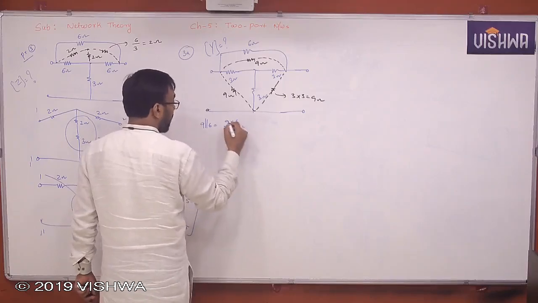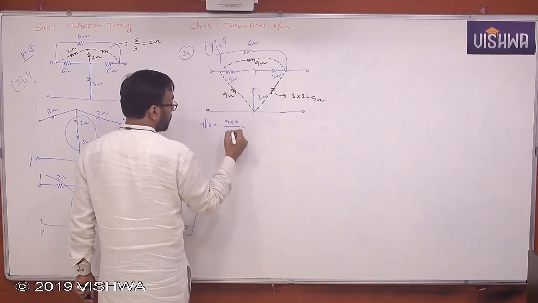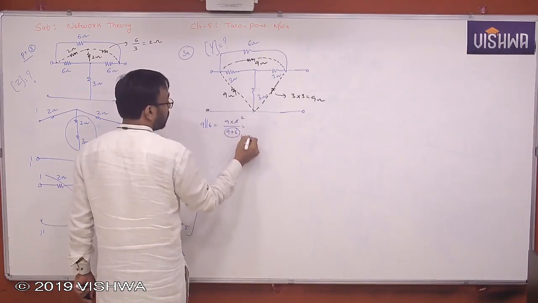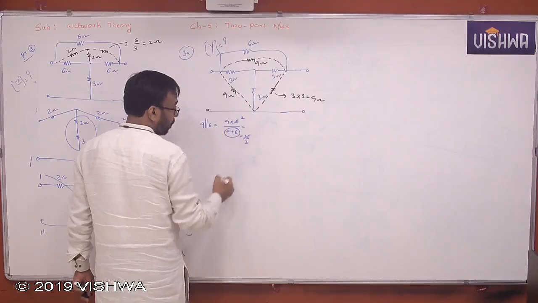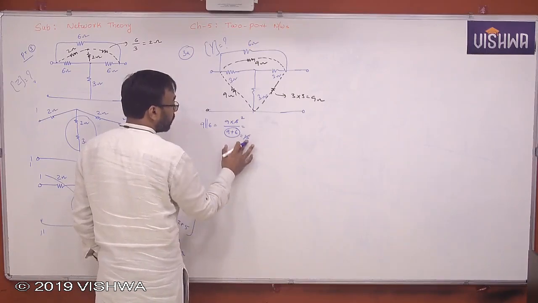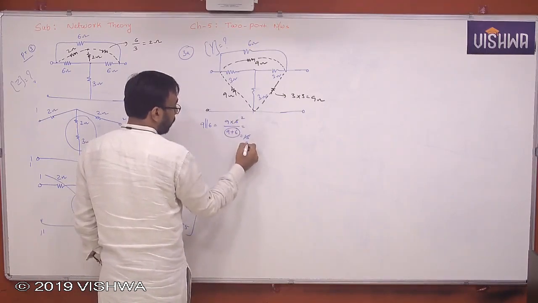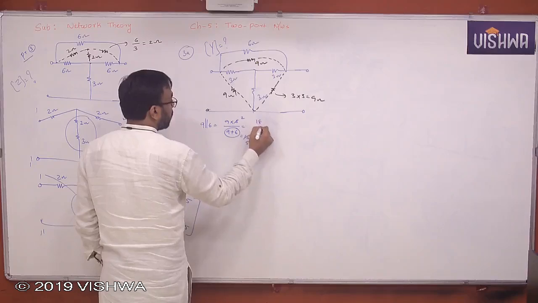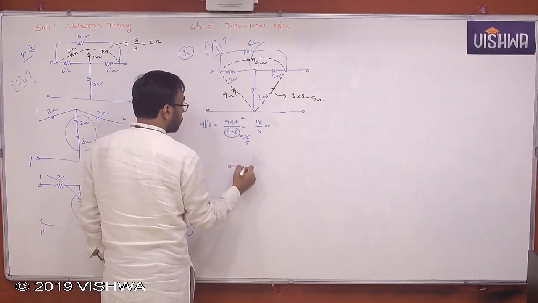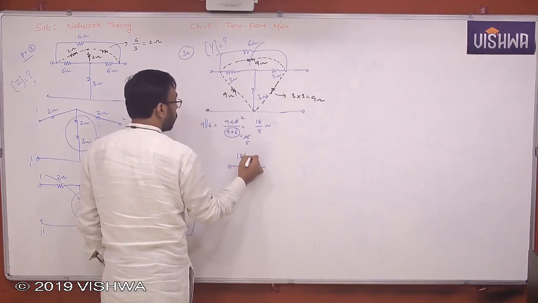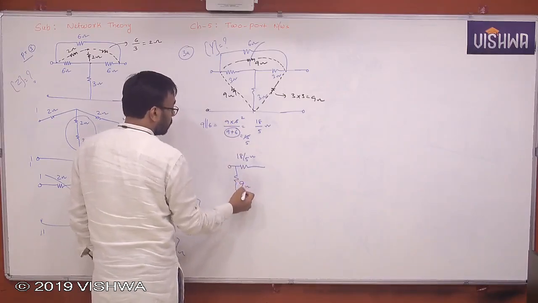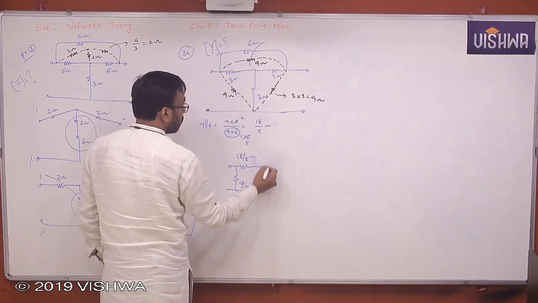So what do you get here? 9 into 6 by 9 plus 6. This is 15, so 54 by 15, which simplifies to 18 by 5 ohm. So you get the parallel combination of these two as 18 by 5 ohm. And you will get this one as 9 ohm. This one has 9 ohm.